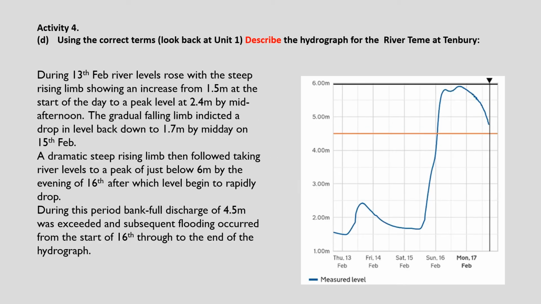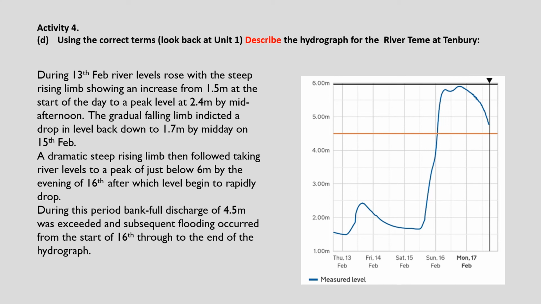So part D of activity 4 is your final part where you had to write an answer because part C was watching a video link. It's looking at a hydrograph for the River Teme at Tenbury, and it's asking you to use correct terms which you learnt in Unit 1, so applying your knowledge from a separate unit, to describe that hydrograph for the River Teme at Tenbury during that period of prolonged rainfall.